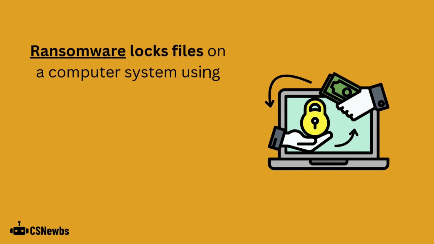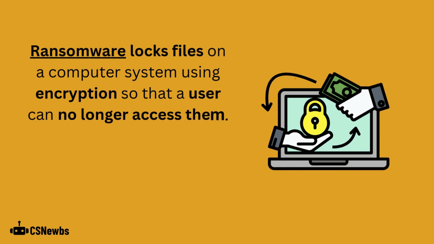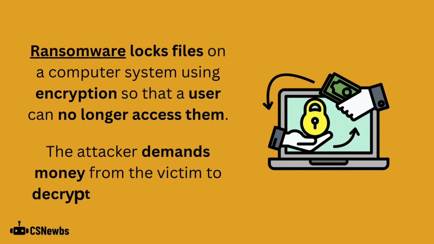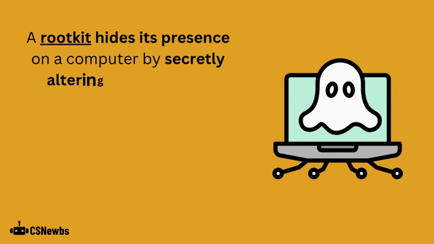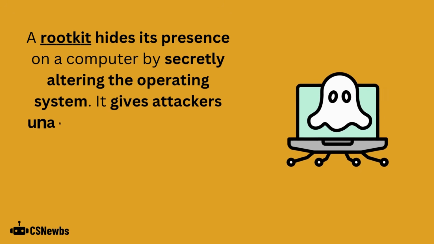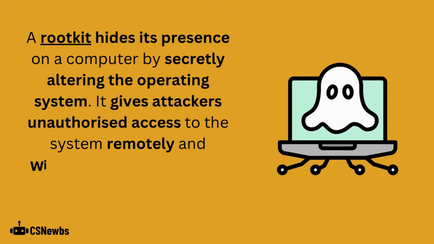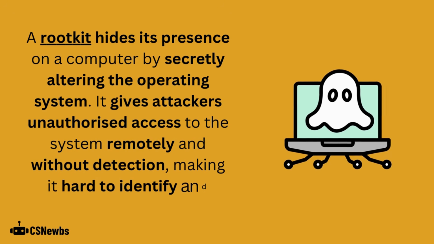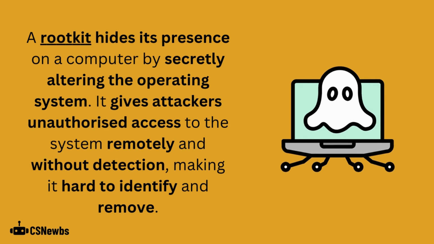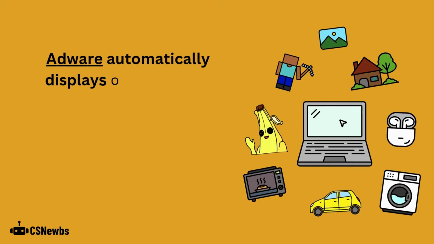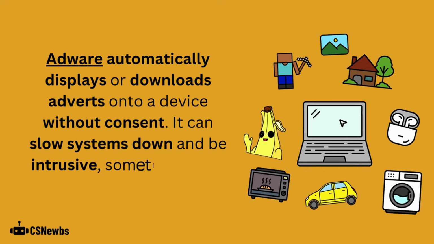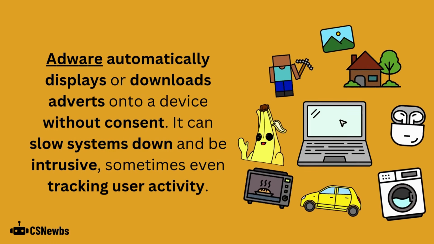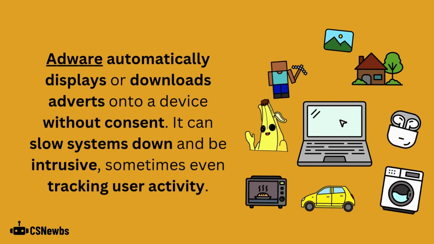Ransomware locks files on a computer system using encryption so that a user can no longer access them. The attacker demands money from the victim to decrypt the data. A rootkit hides its presence on a computer by secretly altering the operating system. It gives attackers unauthorized access to the system remotely and without detection, making it hard to identify and remove. Finally, adware automatically displays or downloads adverts onto a device without consent. It can slow systems down and be intrusive, sometimes even tracking user activity.